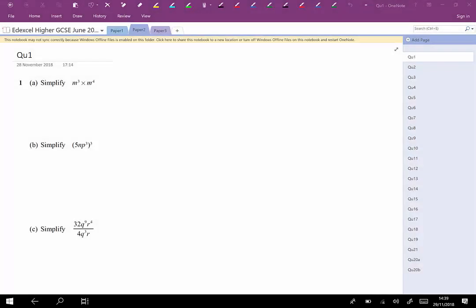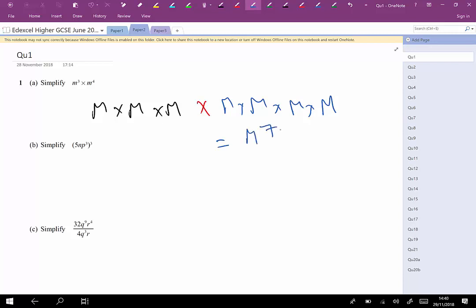So looking at question number 1 then. The way to think about doing this one, if you wanted to, it's m times m times m times, the other bit is m times m times m times m. Okay? Or in other words, we're timesing m by itself 1, 2, 3, 4, 5, 6, 7 times. So it's m to the 7. I think that gets you just 1 mark.